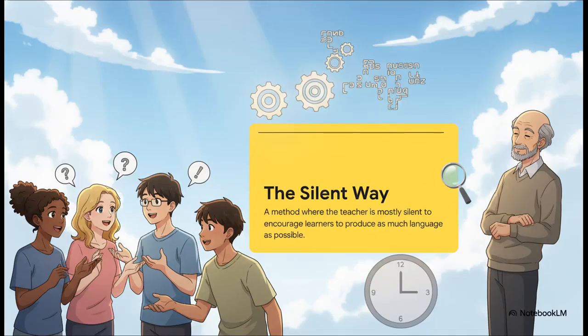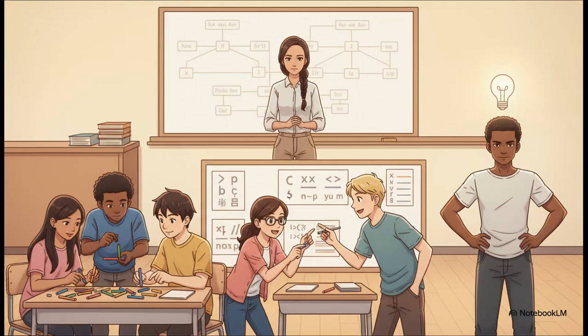Well, at its heart is this really radical idea from its creator, Caleb Gattegno. The teacher is supposed to be silent, like as much as possible. This creates a kind of space, a vacuum, that encourages or maybe even forces the students to step up and start producing the language themselves. The whole focus shifts away from the teacher's performance and puts it squarely on the student's learning and production. And that leads to a classroom that looks and feels totally different.